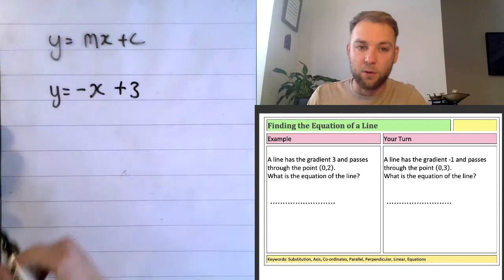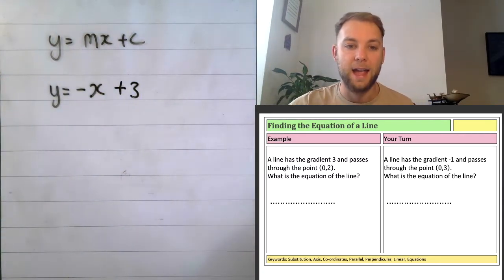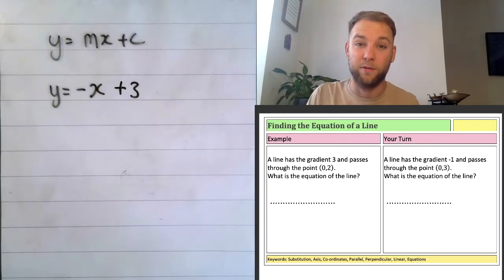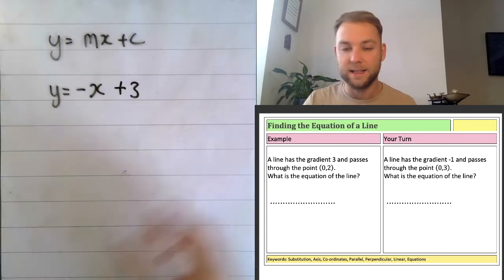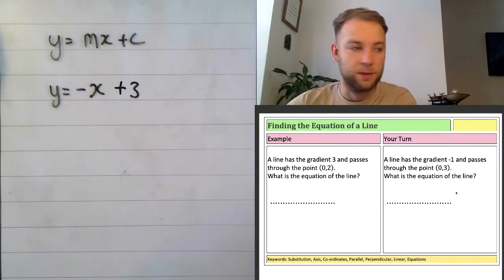Now you could put -1 in there, but we know that we don't put a -1 in front of a letter, we just put minus. So this is y is equal to -x plus 3. So let's have a look at our next question.